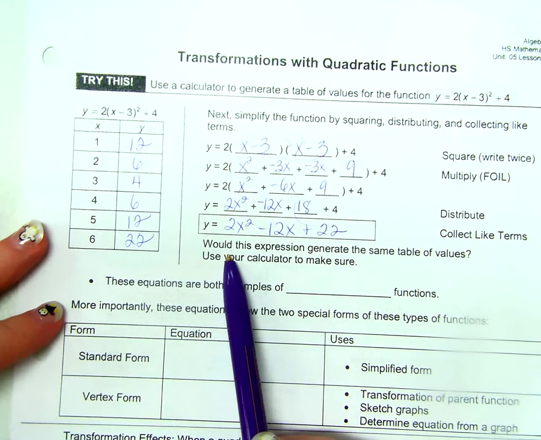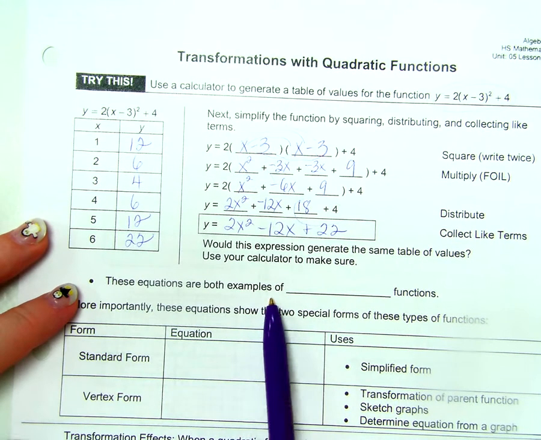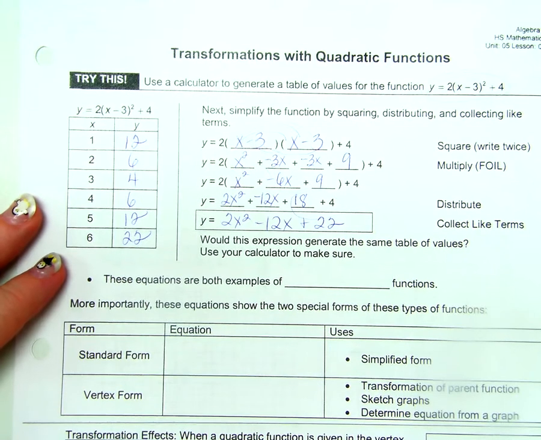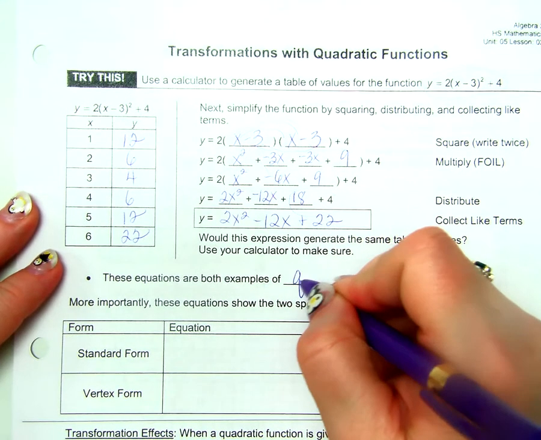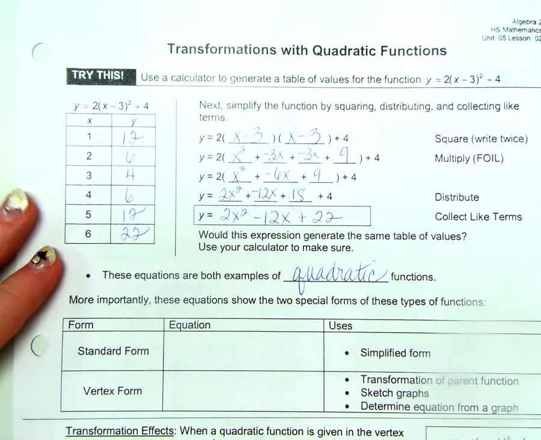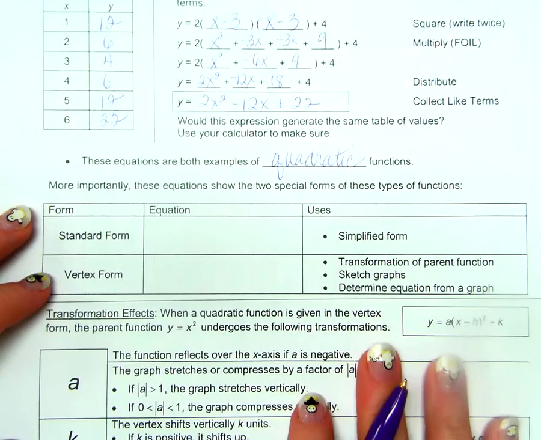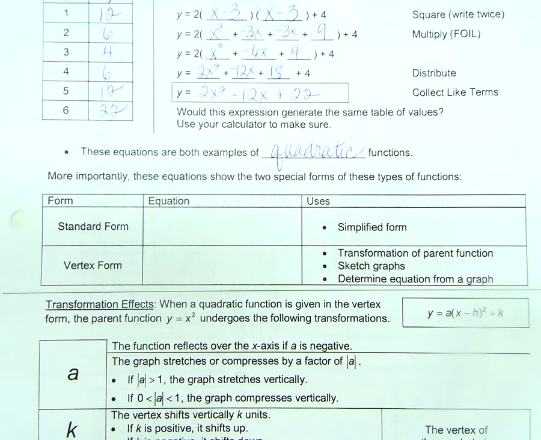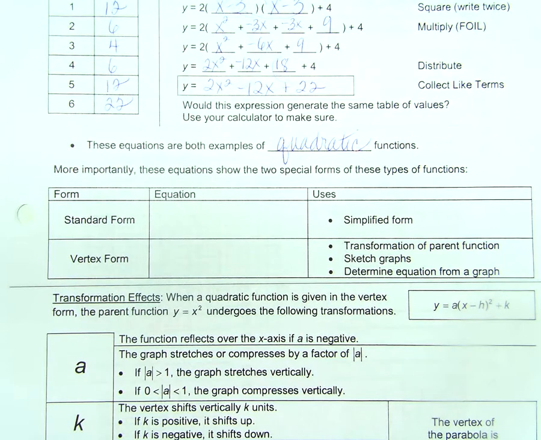So, these equations are both examples of what? Quadratic functions. Very good. And why are they both examples of quadratic? How do you know that? A number is being squared, right? And there are no higher exponents than that. The squared is the highest.